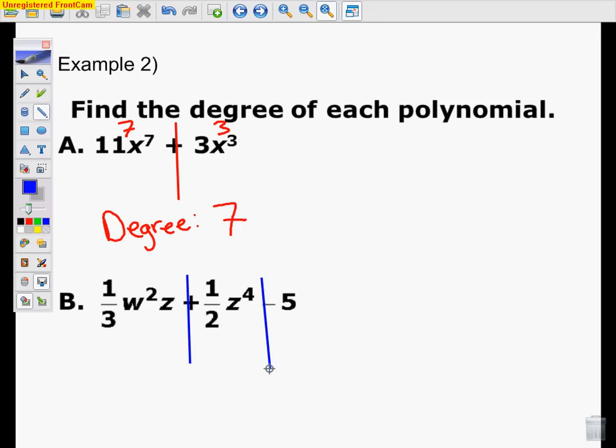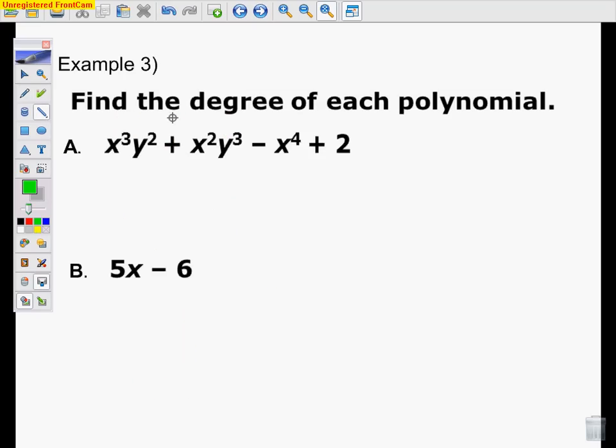All right. The degree of the first term is 3. The degree of the second term is 4. And the degree of the last term, because it's a constant, is 0. So what's the highest degree? 4. So the degree of the whole thing is 4. Great. Let's try some more just to make sure.